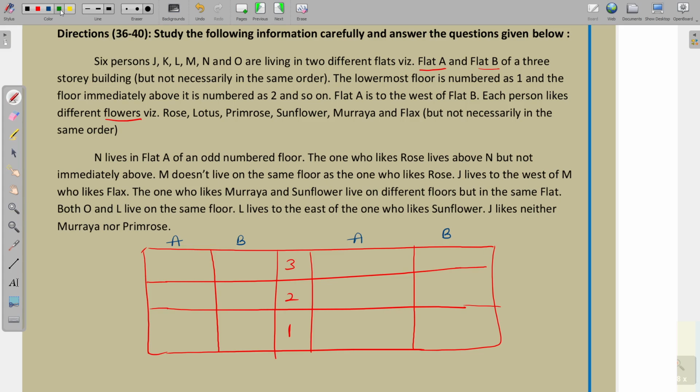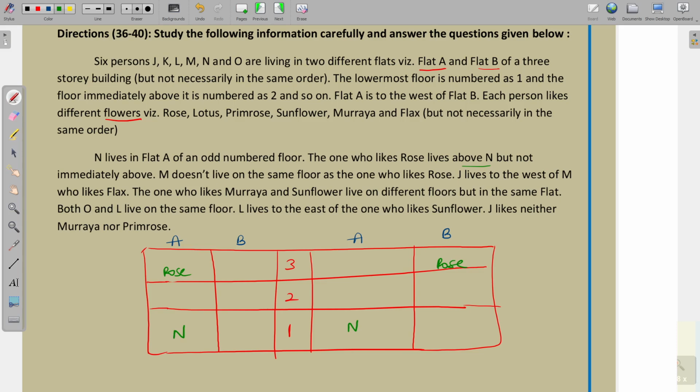N lives in flat A of an odd numbered floor. Okay, so on the odd numbered floors, there are 2 places, so flat A, so N is placed here or N is placed here. The one who likes rose lives above N. So, above N, in the sense N is not placed on the top. If N is placed here, the one who likes rose lives above N but not immediately above. Okay. So, either rose is placed here or rose is placed here.